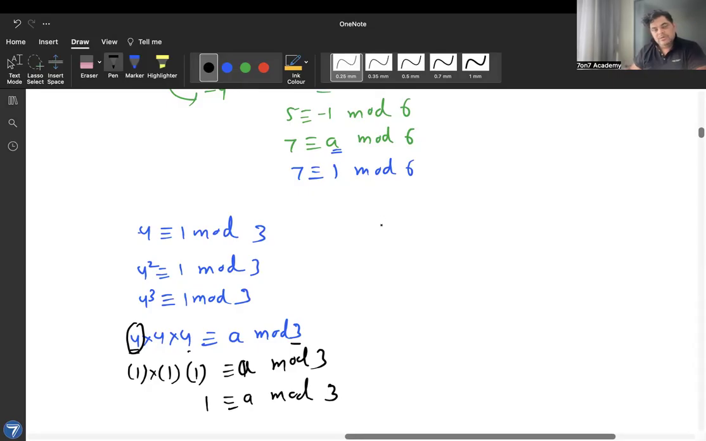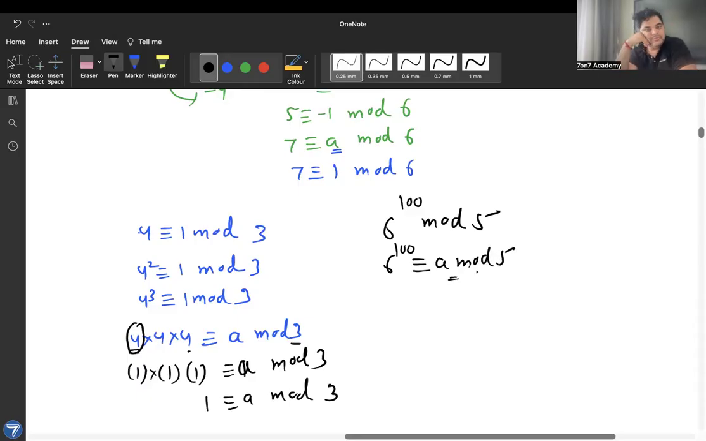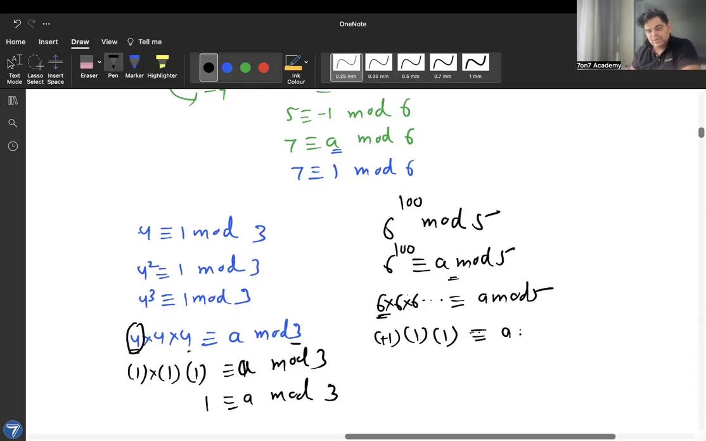So if I have 6 raised to 100 mod 5, what will be the smallest number that you could get? You can write 6 raised to 100 congruent to A mod 5. What is the minimum value of A? Isn't it 1? Yes sir. Because you write 6 times 6 times 6, 100 times, and each can be replaced by plus 1, and these all get multiplied to 1, congruent to A mod 5. This means if you divide such a big number by 5, the remainder is going to be 1.